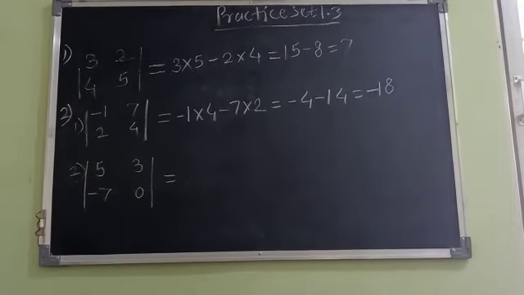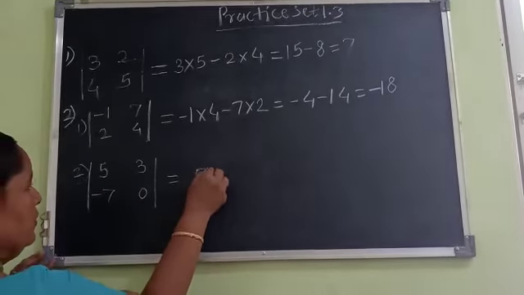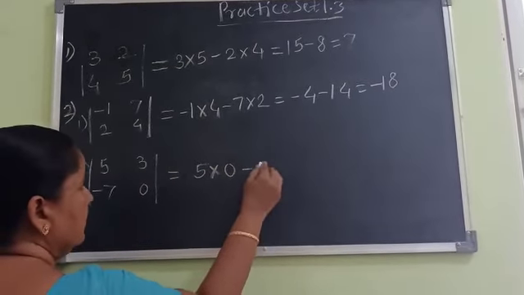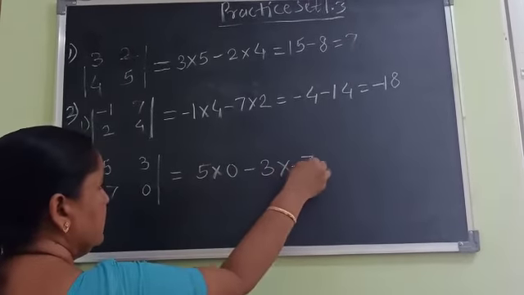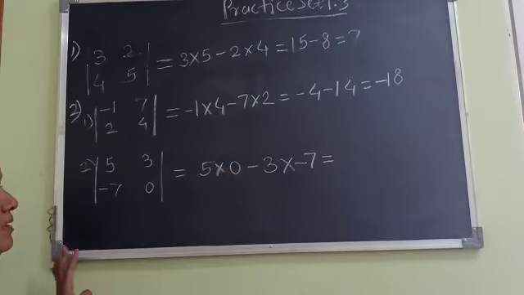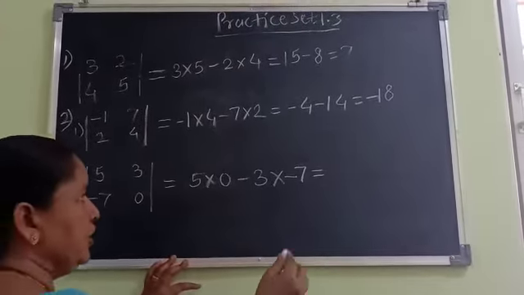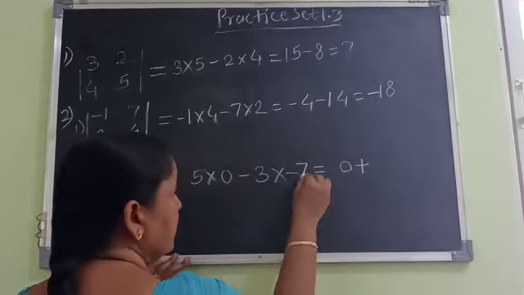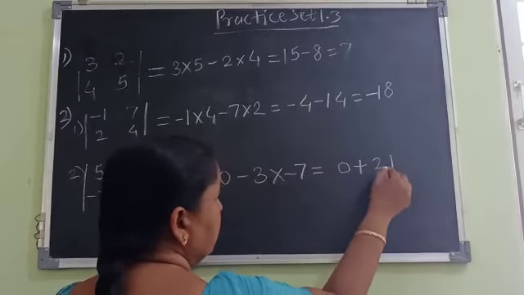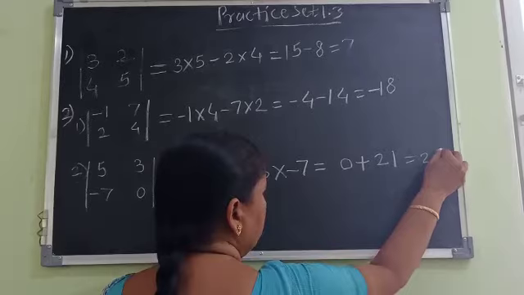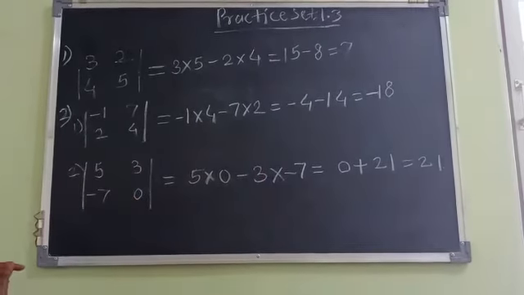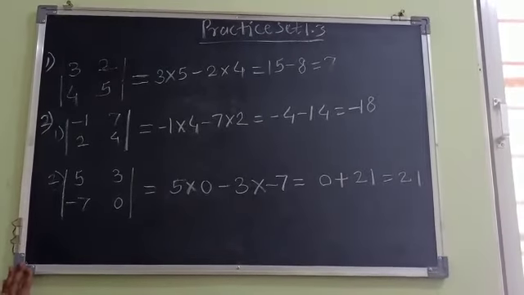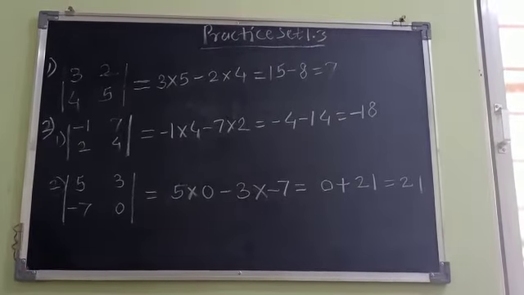So here in the next example, 5 into 0 minus 3 into minus 7, which is equal to 0 multiplied by any number is 0, minus into minus it will be plus, 7 3s are 21, 0 plus 21 is equal to 21. So in this way you have to solve question 1 and question 2 in practice set 1.3.